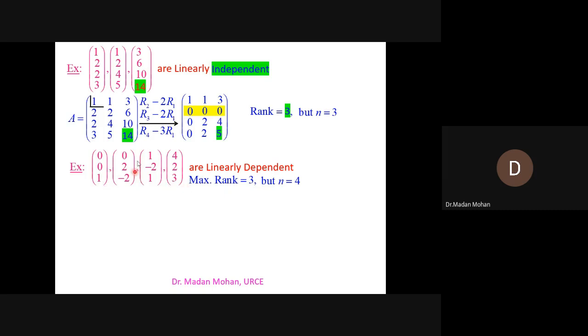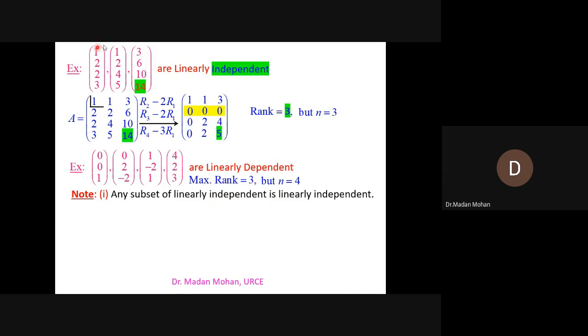Because the number of vectors is 4, I cannot get rank 4 from it. Maximum is 3 only. I cannot get 4 independent vectors like this. Okay. Now observe, any subset of linearly independent vectors is linearly independent. Means, for example, in the first example here, these three are linearly independent when I take 14.